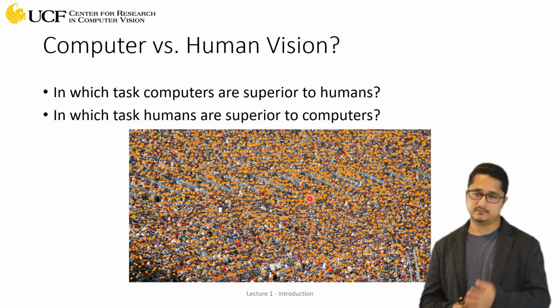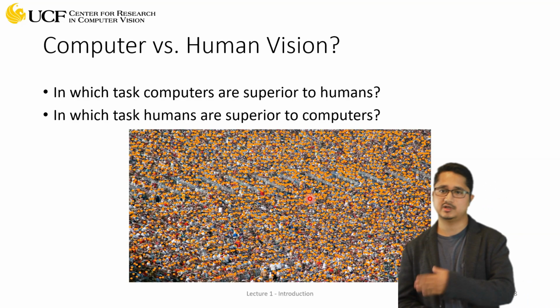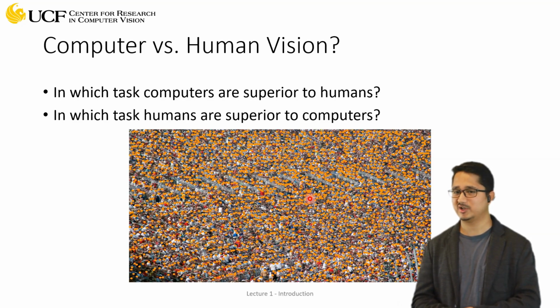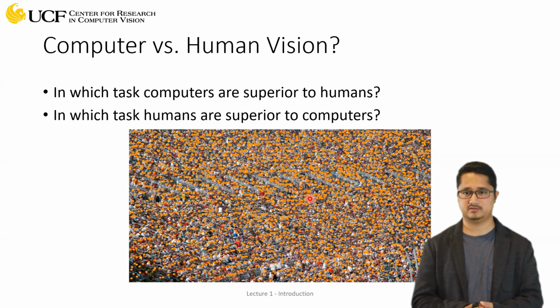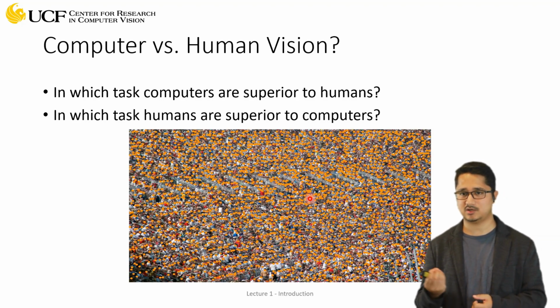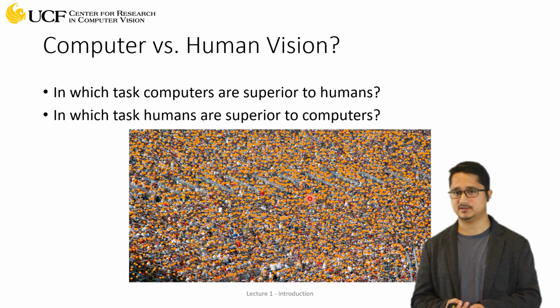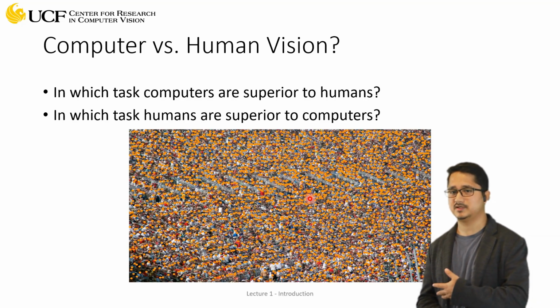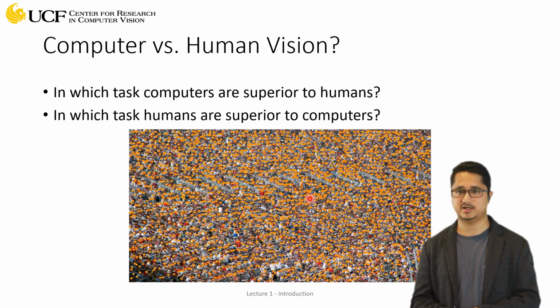For example, if this is an image, and as a human, I ask you to just count how many people are present in this crowd, it will take you a lot of time, right? Maybe hours just counting the heads. But that's not the case for a computer. If the algorithm is very good at counting the heads, it can do it pretty quickly, within seconds. So this is one task which could be very challenging for us, but pretty simple for computers.